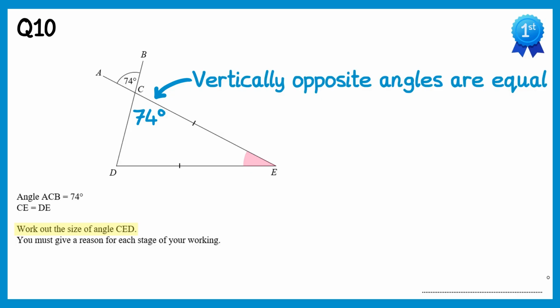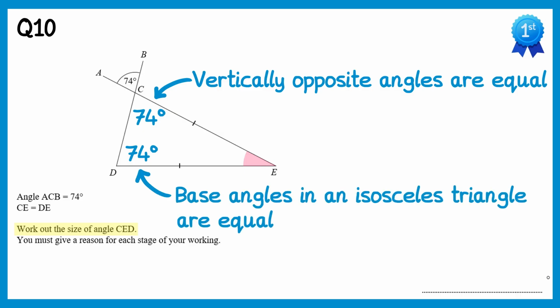Next we're going to find the angle at the bottom left of that triangle, angle CDE. Now that one happens to also be 74 degrees. If you look at the triangle CDE, you'll notice it's got those two lines which mean they're the same length. This means it's an isosceles triangle, and in an isosceles triangle the base angles are equal. So we could say that this angle is 74 degrees because the base angles in an isosceles triangle are equal.